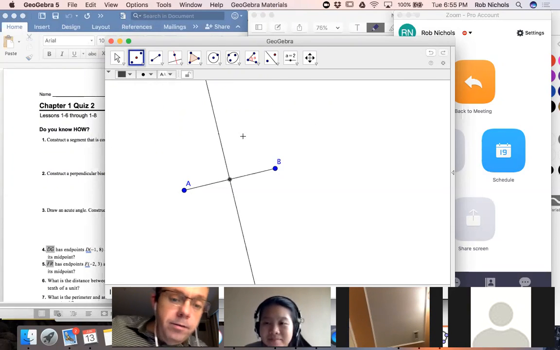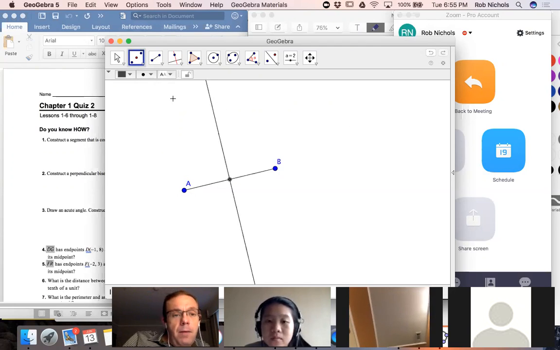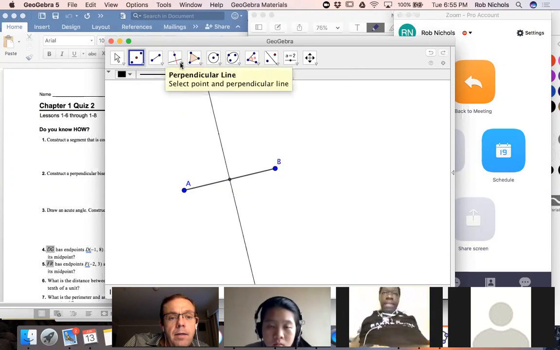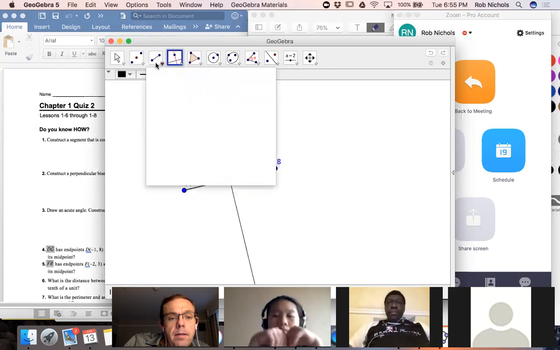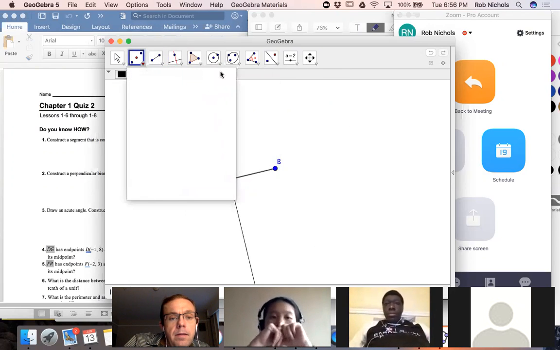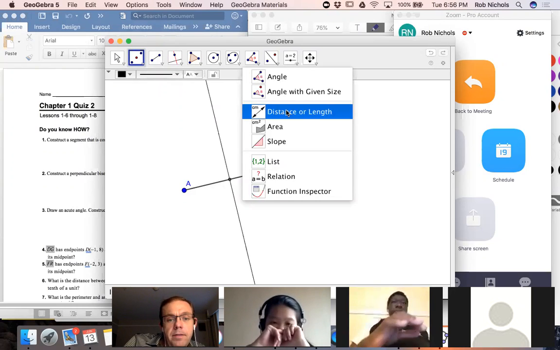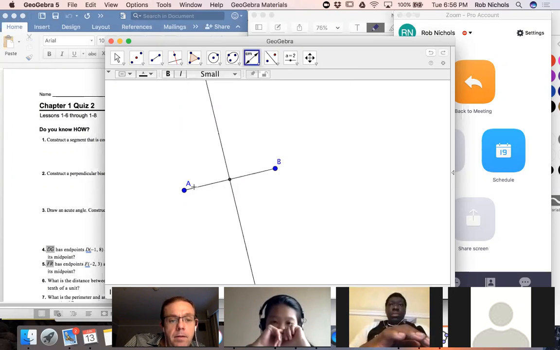Okay, so here is the line, and I want to try to measure this segment. Okay, so I want to see if I can figure out how I do this. I'm not seeing how to find measurement. Distance or length, bingo. Here to here, and there's my distance. So here's the distance from A to C.